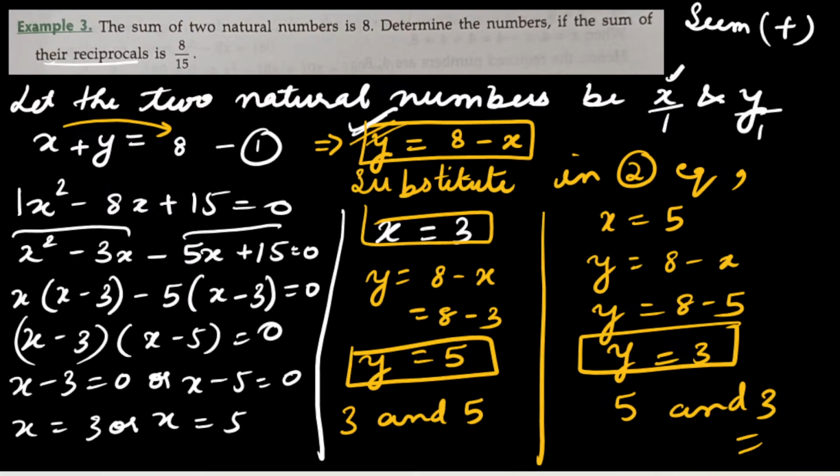Let's do the next question. Question number 4. A natural number when increased by 12 equals 160 times its reciprocal. Find the number.